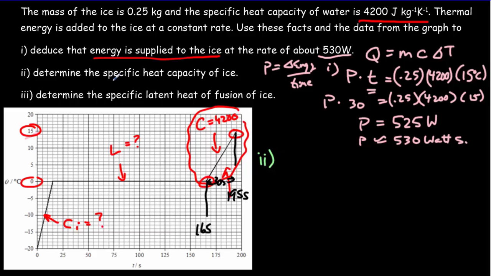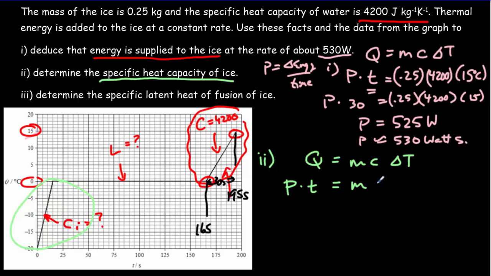Next, we're asked for the specific heat capacity of the ice. Well, we'll use this region here where we're warming up the ice. And once again, we can say that Q will equal mc delta T. But now we know the power. Let's once again write that heat added in terms of power. Power times time must be equal to mc delta T. Power is going to be 530. The time, we're going to start at 0 seconds and go to right here, which is 15 seconds of time. We heat up the ice for 15 seconds.